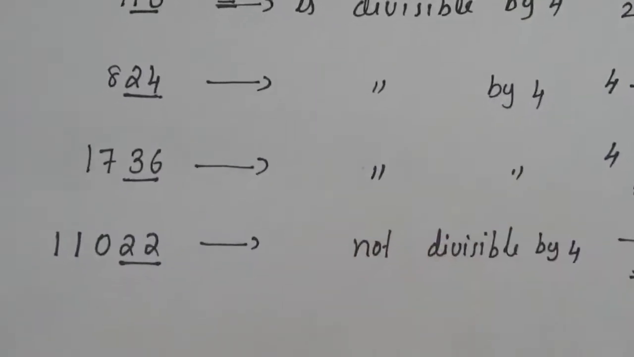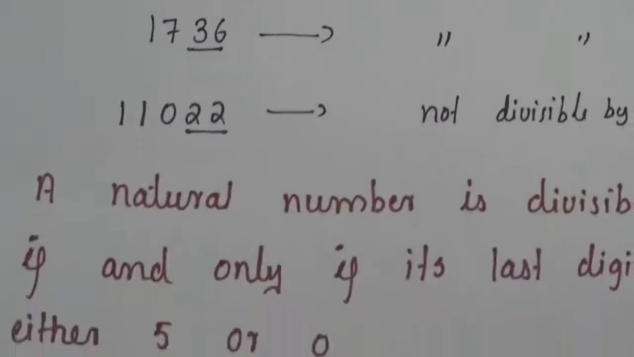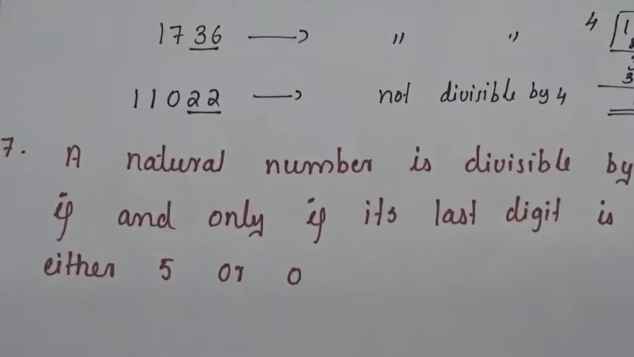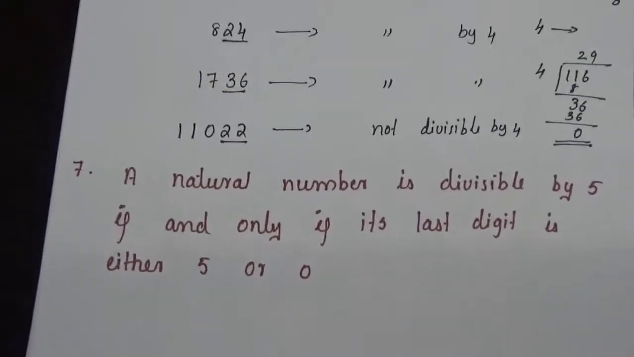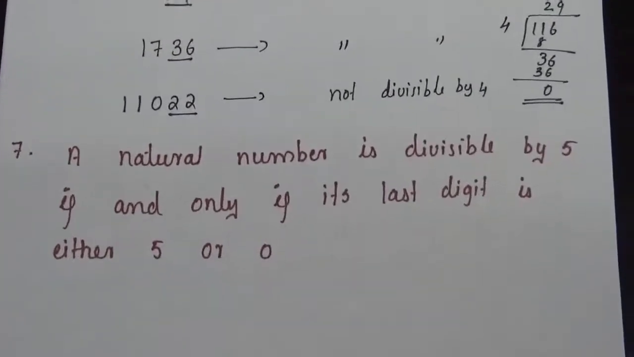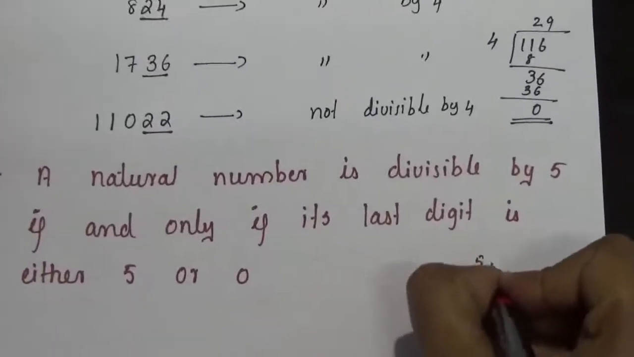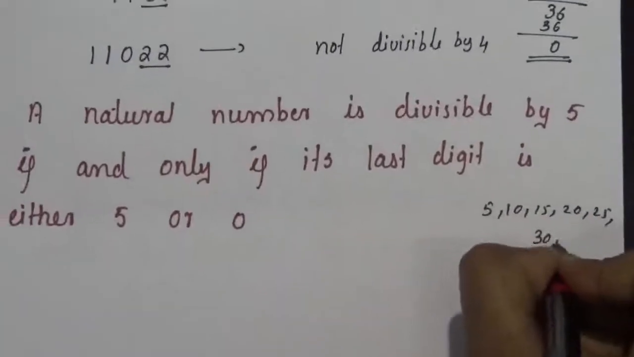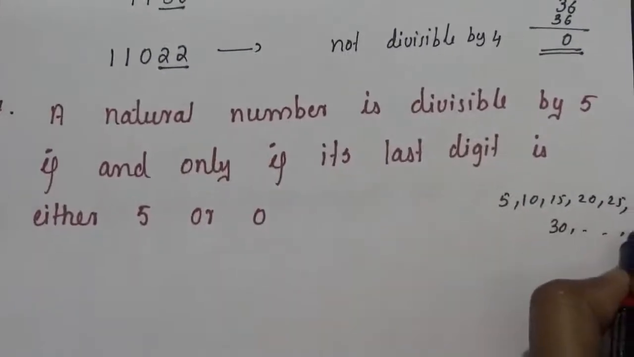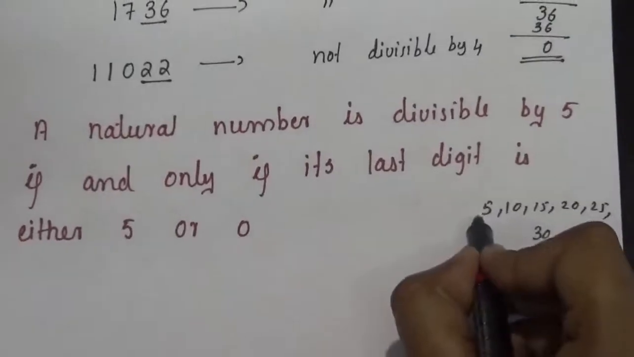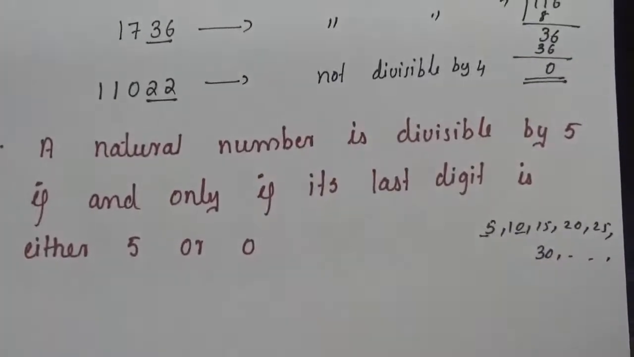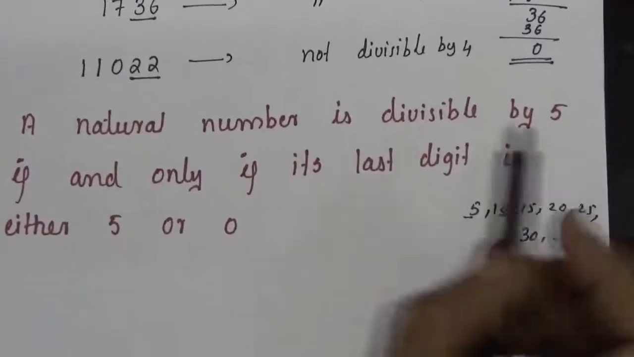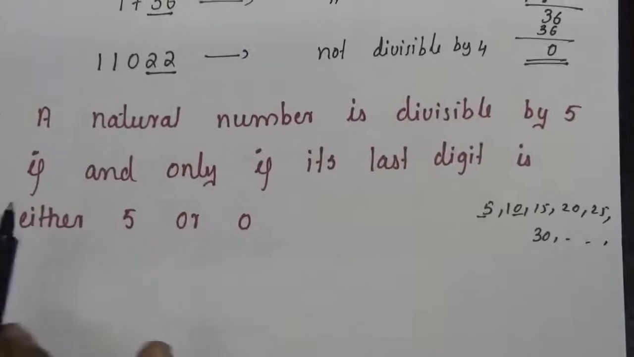Okay, and next is divisibility by 5. A natural number is divisible by 5 if and only if its last digit is either 5 or 0. We know the multiples of 5: 5, 10, 15, 20, 25, 30, etc. In these numbers you can see that the units place numbers are either 5 or 0. So if the units place number, that means the last digit of the number, is either 5 or 0, we can say that the number is divisible by 5.